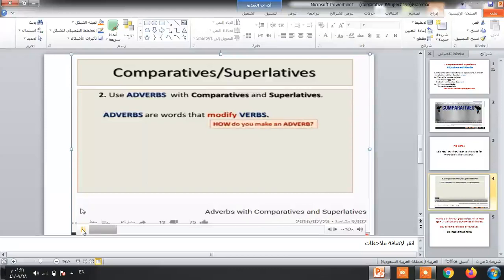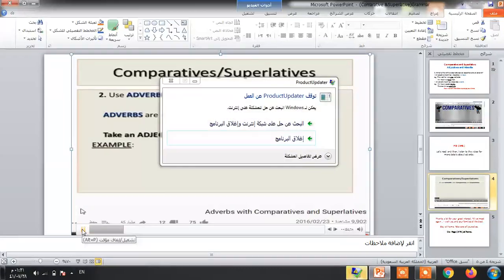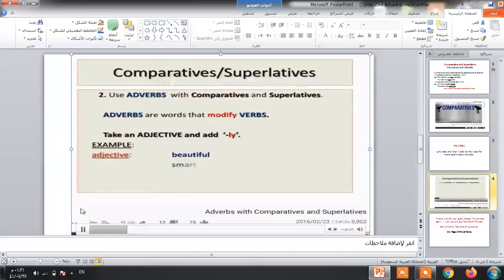If you know how to make an adjective, then here's what you do. You will take an adjective and you will add the ending ly. Let's take a look at some examples. We have the adjective beautiful and we have the adjective smart. If we want to change these into adverbs, we could do it in English by adding ly, so beautifully and smartly. Now we have two adverbs that describe or modify verbs.